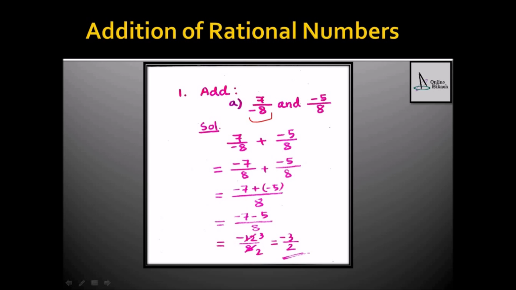Okay, so in the solution I wrote the question first: 7 by minus 8 plus minus 5 by 8. At the very first, we made the denominator positive. It was minus 8, but I took the minus sign to the numerator, and the rest were the same: minus 7 by 8 plus minus 5 by 8. In the next step, we took the LCM of the denominators. Since both the denominators are 8, the LCM is 8. So like a fraction, only minus 7 and plus minus 5.